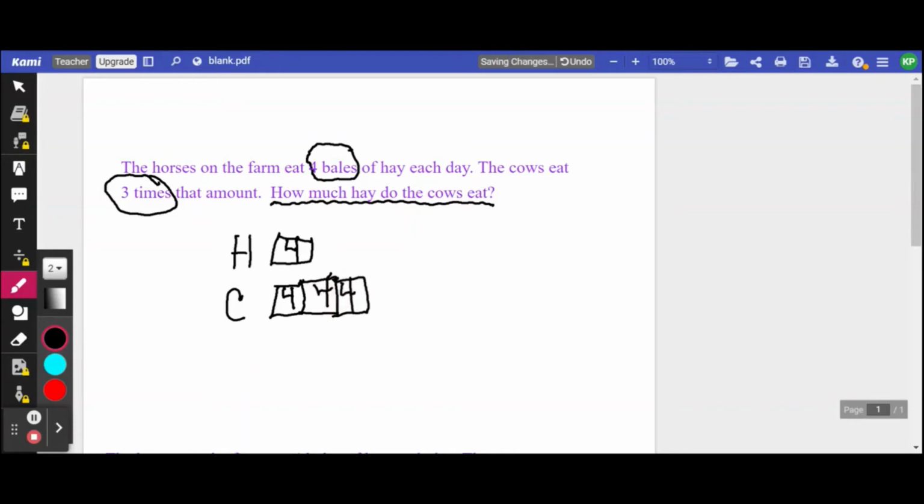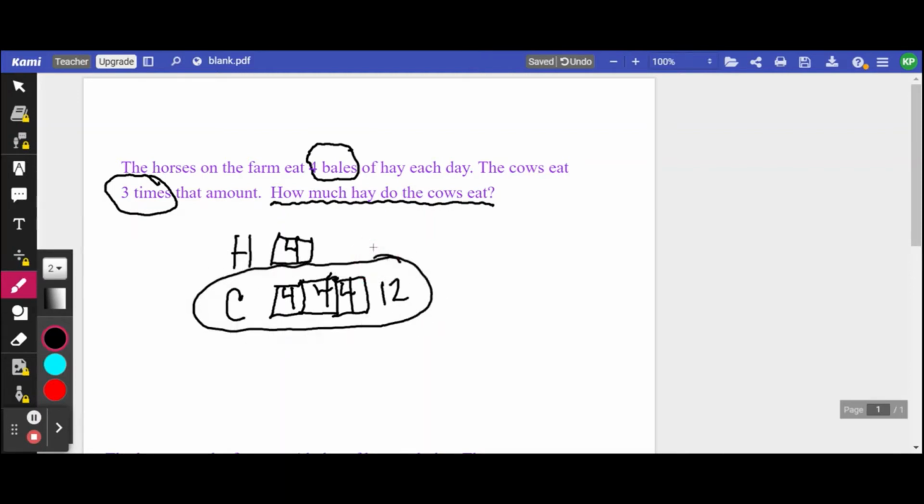I've got the horses showing 4 and the cows showing 3 times that amount, which is what it should have shown, right? Well, how much is that? I could count it out: 4 plus 4 is 8 plus 4 is 12, or I can just know that 4 times 3 is 12. So I'm going to put the total at the end right here. The next part of the question was, how much hay did the cows eat? That means I only care about this part in this question.